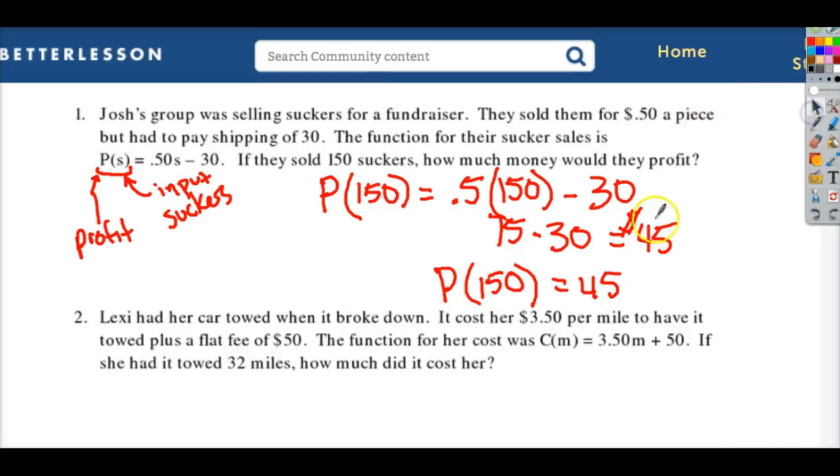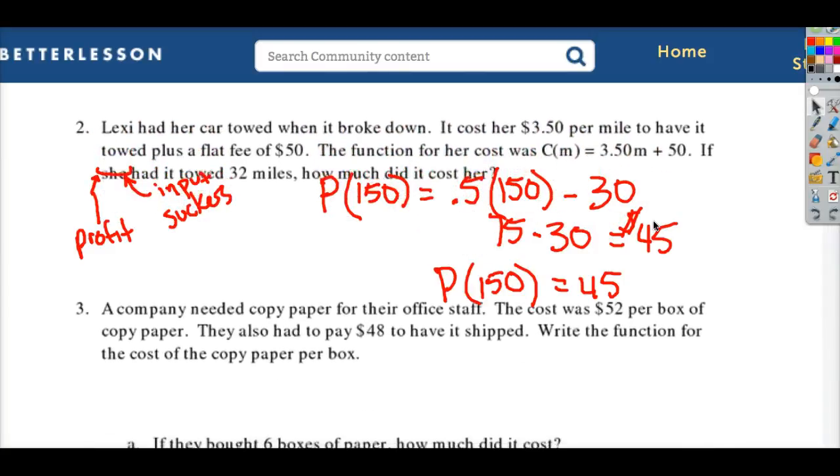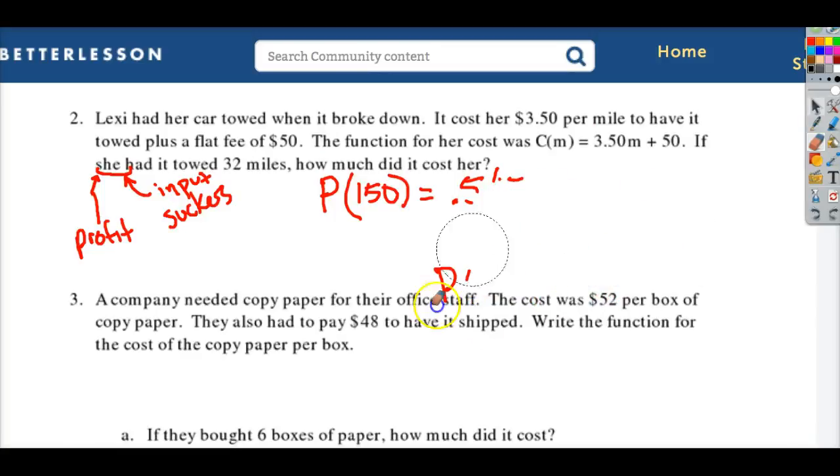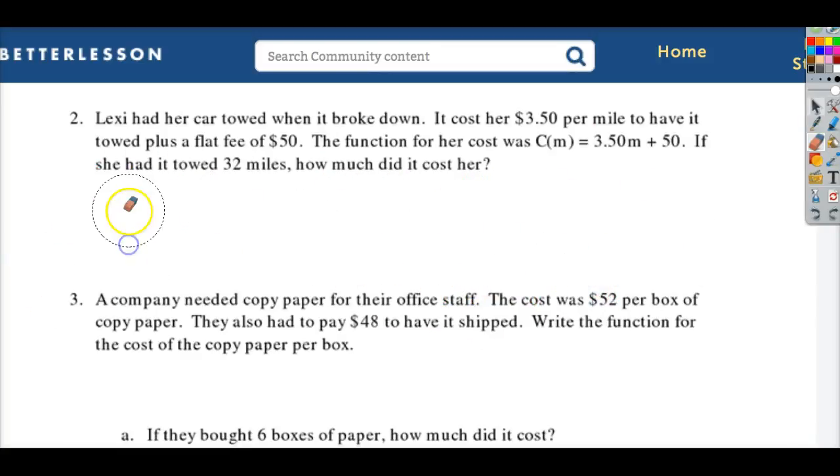Okay, let's look at one more for that example. Not that example, different example of context. Lexi had her car towed when it broke down. It cost her $3.50 per mile to have it towed, plus a flat fee of $50. The function for her cost was C of M equals 3.50 M plus 50. Why do you think they called it C of M?